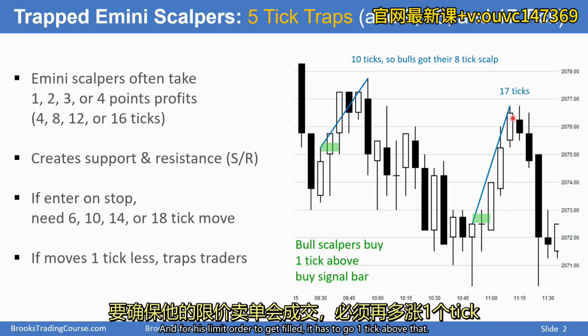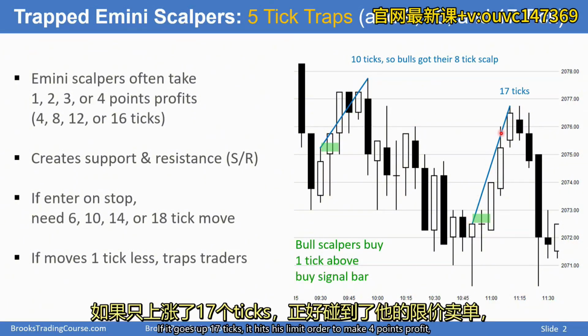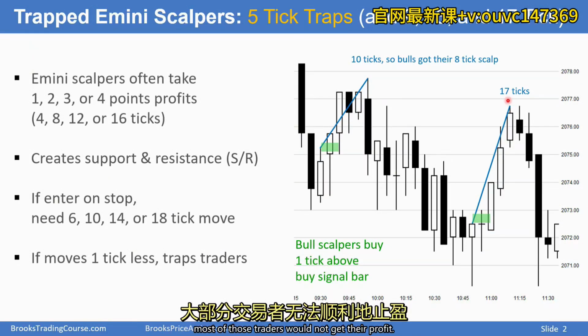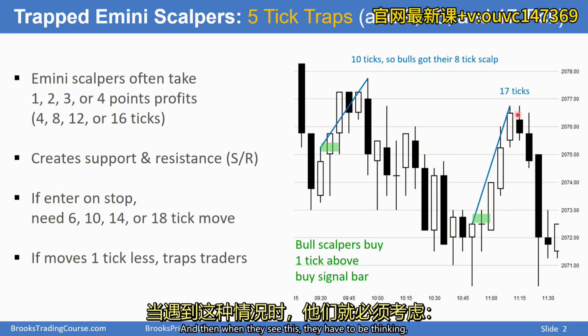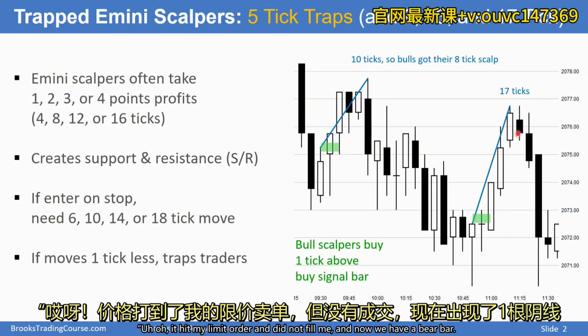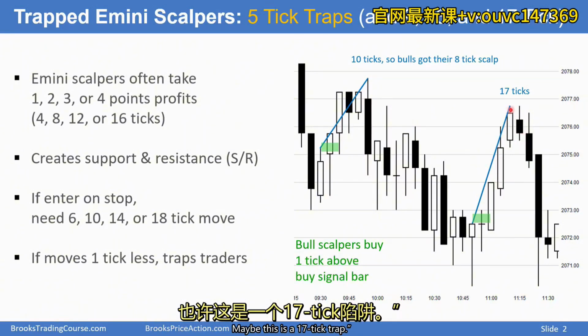And for his limit order to get filled, it has to go 1 tick above that. It has to go up 18 ticks above the high of the signal bar. If it goes up 17 ticks, it hits his limit order to make 4 points profit. Most of those traders would not get their profit. Their order would not be filled. And then when they see this, they have to be thinking, uh-oh, it hit my limit order, did not fill me, and now we have a bear bar. So maybe I'm trapped. Maybe this is a 17-tick trap.